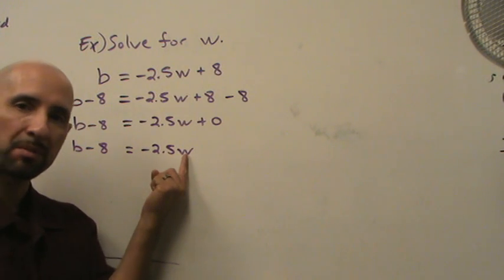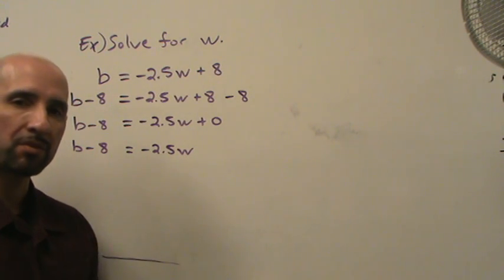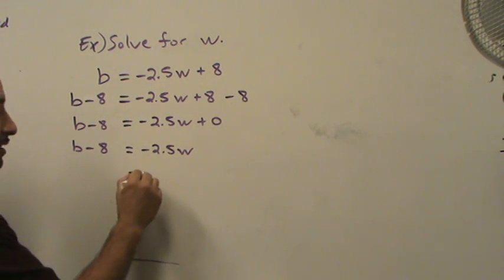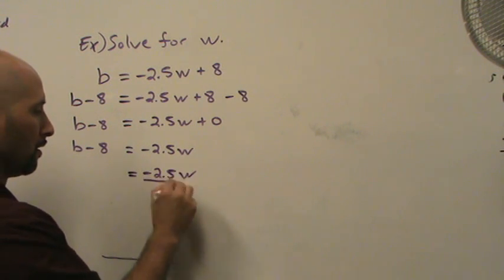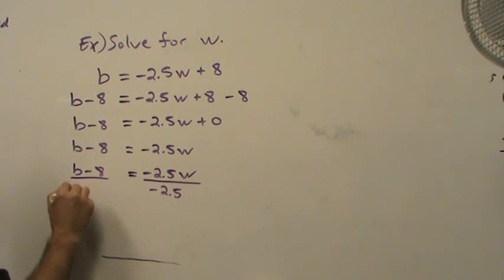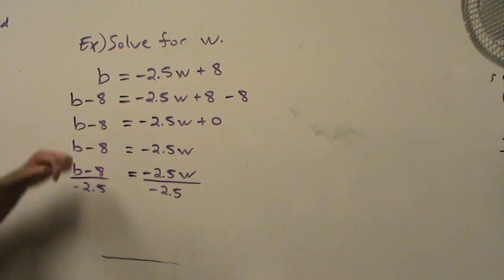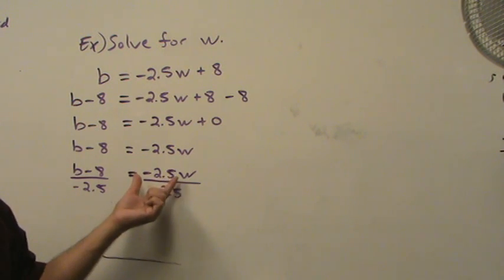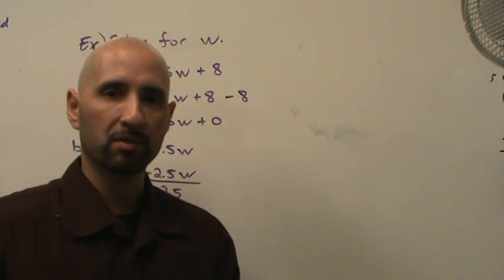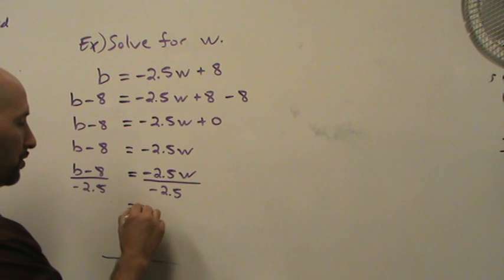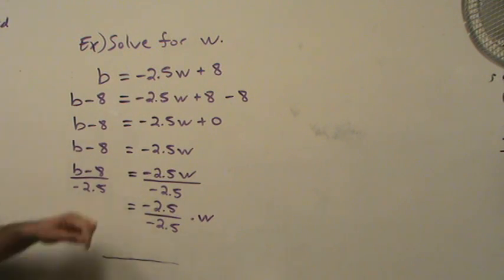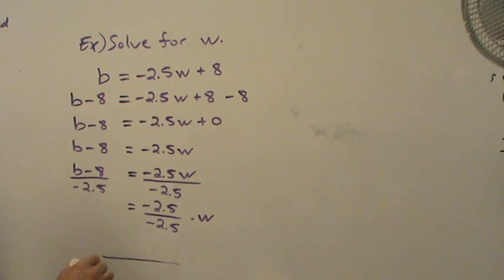It looks better, right? We're trying to get W by itself. Right now W is being multiplied by negative 2.5. The reverse operation is division by negative 2.5. So that looks like this. The entire left side divided by negative 2.5. So that quantity. Here we see, remember this negative 2.5 and that negative 2.5 will divide out to 1. I'll rewrite it this way so you can see it. So that divided by that times W.